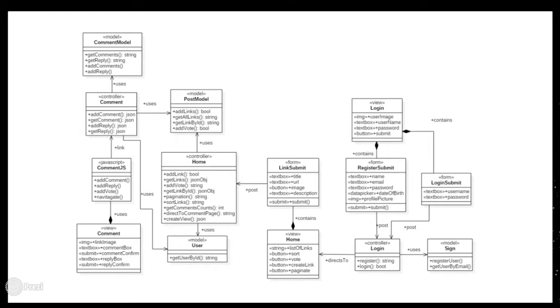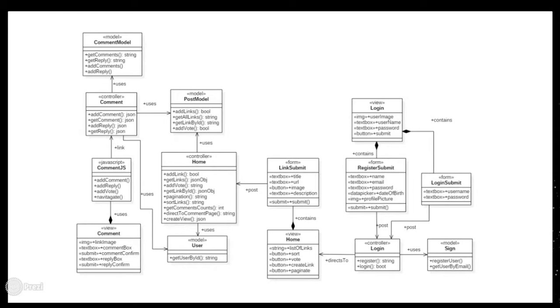For instance, link submission. In order to submit a link to the system, the user should submit the link submit form to the home controller. Home controller has the control over the home view. Home controller uses the user model in order to collect user information such as user avatar, name and ID. Post model is a common model which both comment and home controllers use in order to deal with the database.